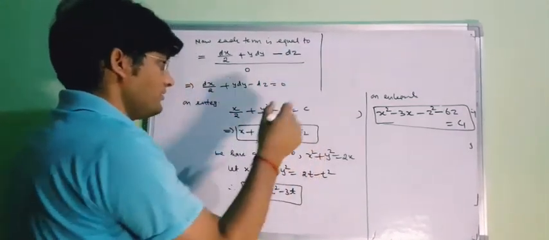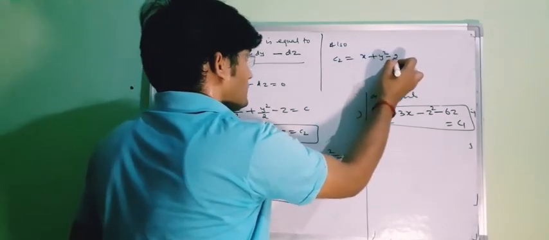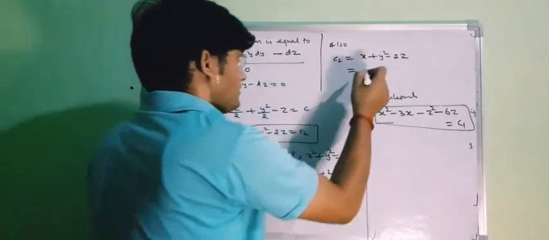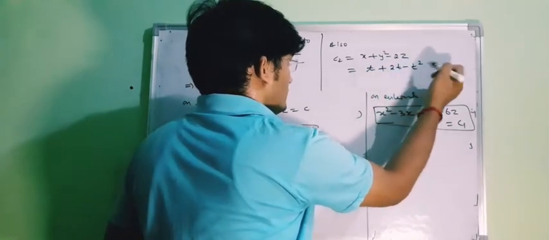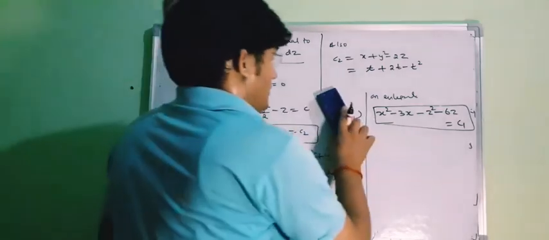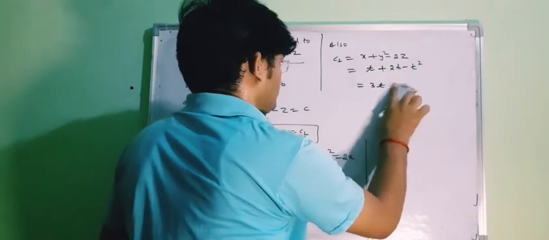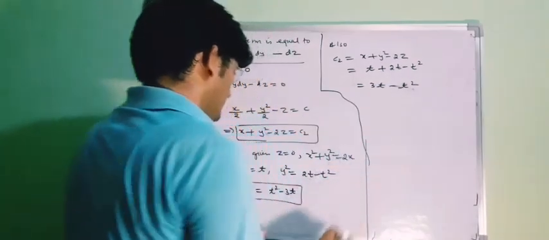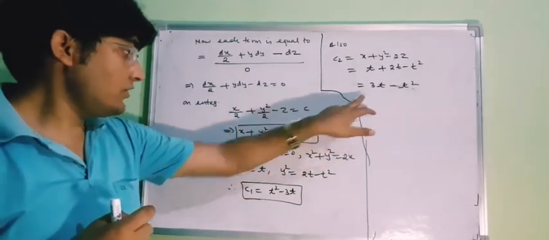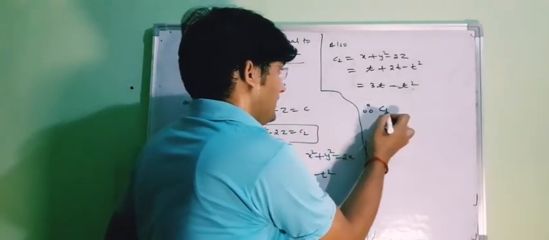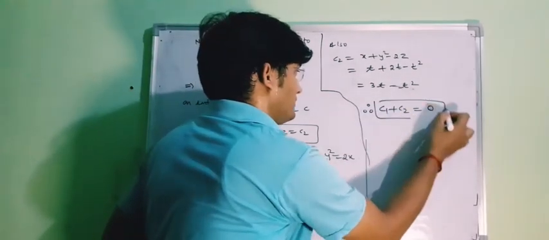Now from here also our C2 will be x square plus y square minus 2z, and this is equal to, now x is t, y square is 2t minus t square, and z is 0, so that will be 0. So this is equal to 2t minus t square. Now you can see that if you add C1 and C2, then their sum is 0. So we have C1 plus C2 equal to 0.